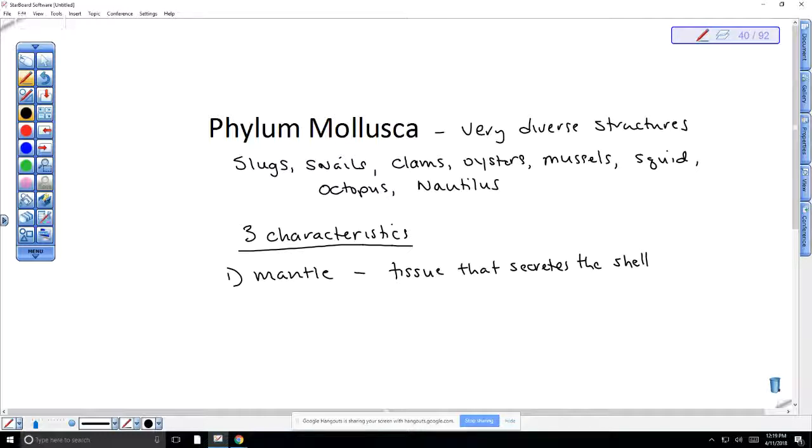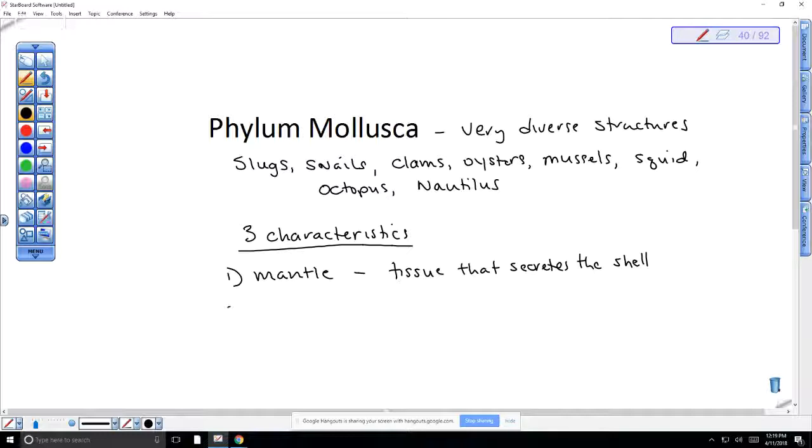Now, in the octopus, we have completely lost the shell. I'll show you an image of a nautilus. The nautilus has a shell, but it is very intelligent and an active predator, just like the octopus and the squid. And the squid has a reduced shell. So you might have noticed that sometimes that is referred to as the pen. So that provides some support for the muscle and the shape of the body.